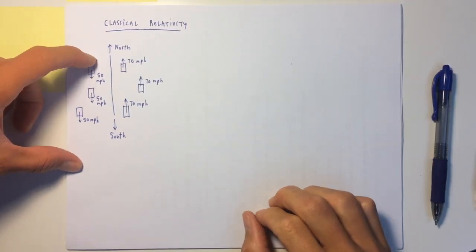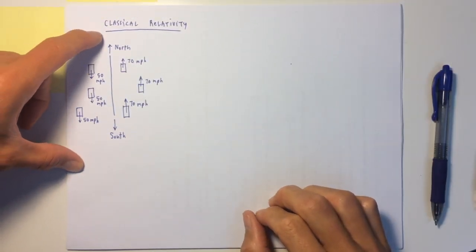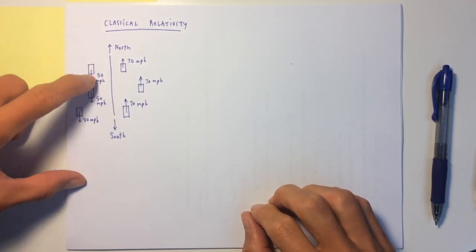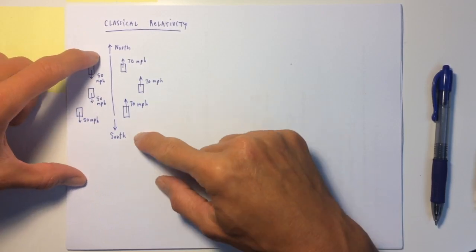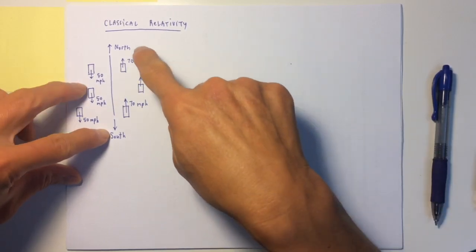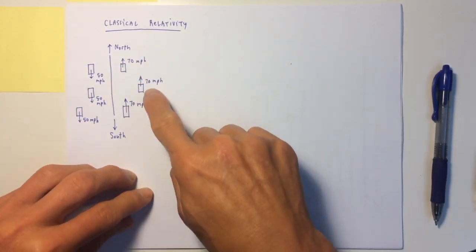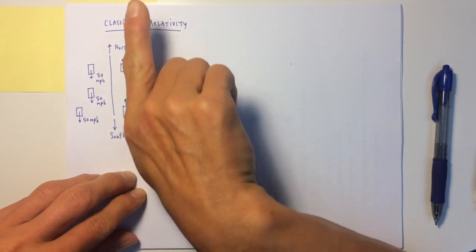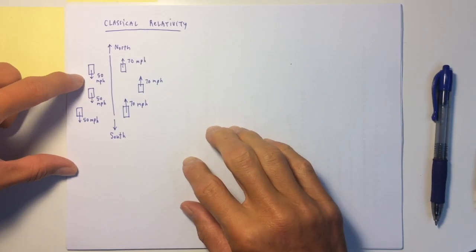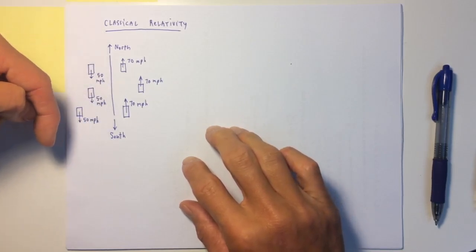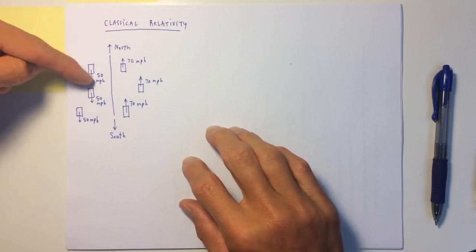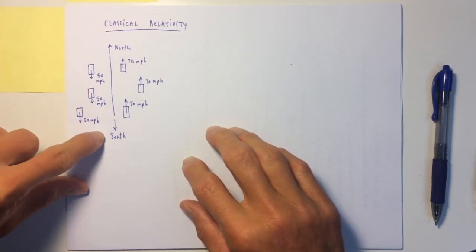Here's an example of thinking with classical relativity. What I've drawn is basically a highway that runs north-south. On the right-hand side, I've got three cars all headed north at 70 miles per hour. On the left-hand side, I've got the opposite direction of traffic, and they're moving slower. Each of these cars is moving at 50 miles per hour towards the south.